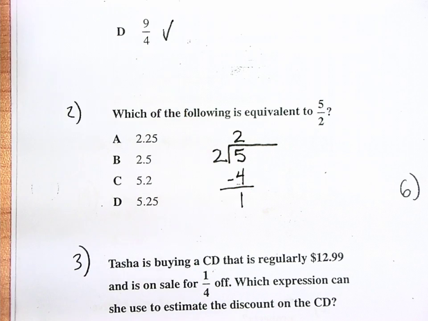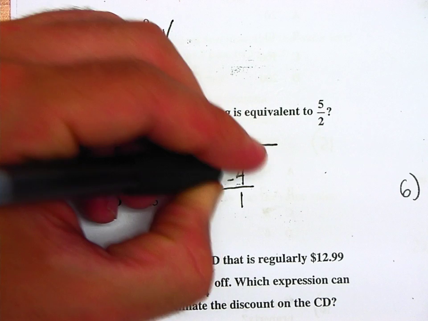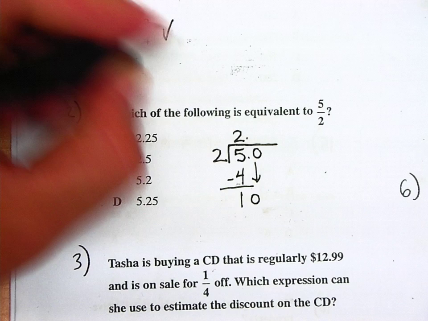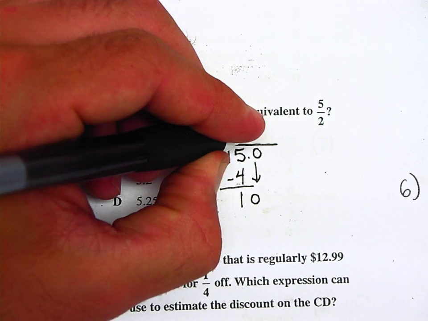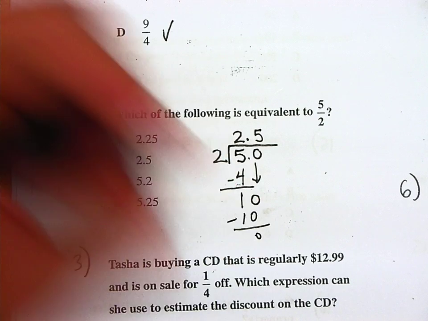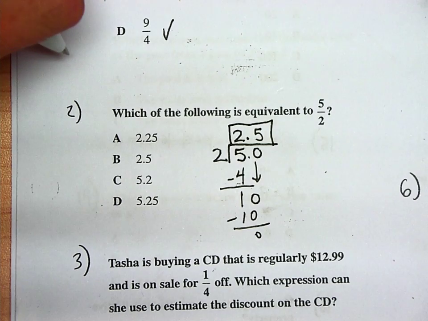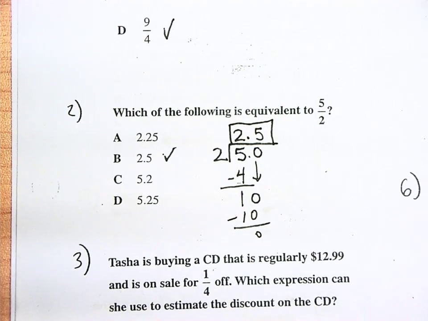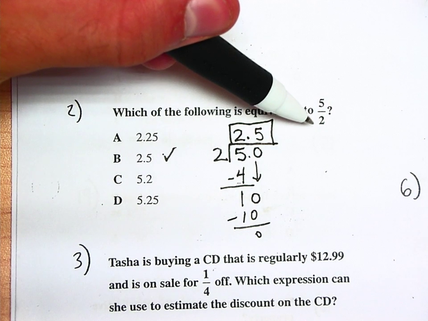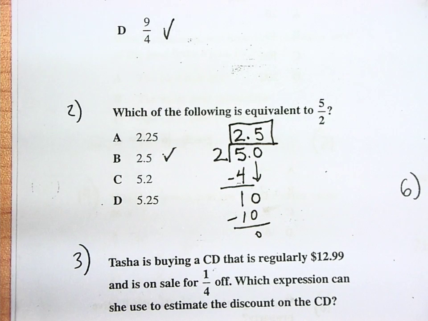I subtract. There's 1 left over, but I want a decimal, so I'm not going to use a remainder. I'm going to bring down a 0 after I add my decimal point. And 2 goes into 10 5 times. And so my answer is 2.5, 2 and 5/10, which is answer B. Should make sense because I know 5/2 of a pizza would be about 2.5 pizzas. And so my answer again is B.